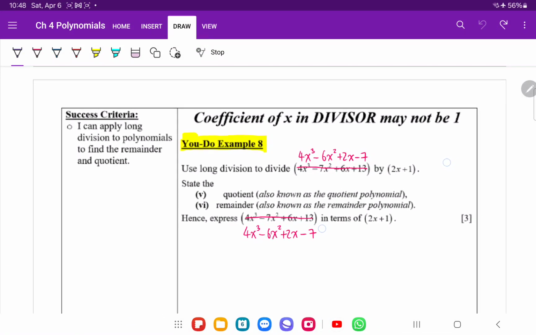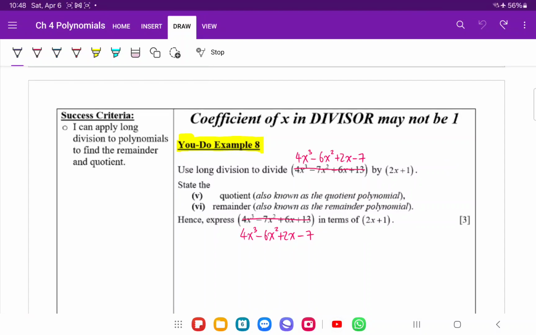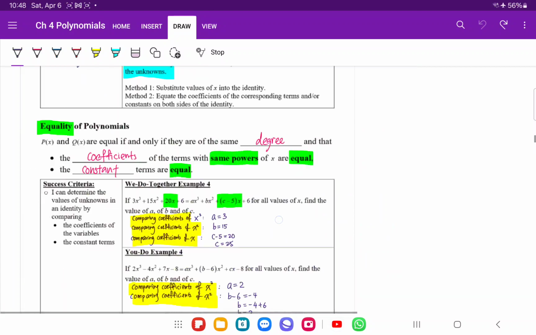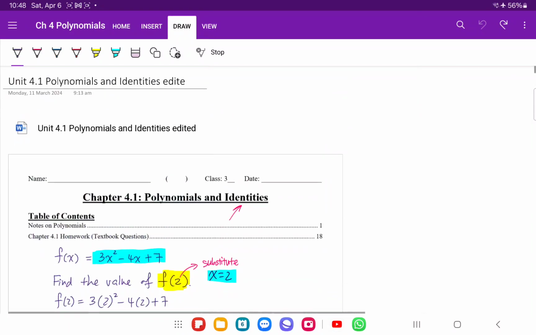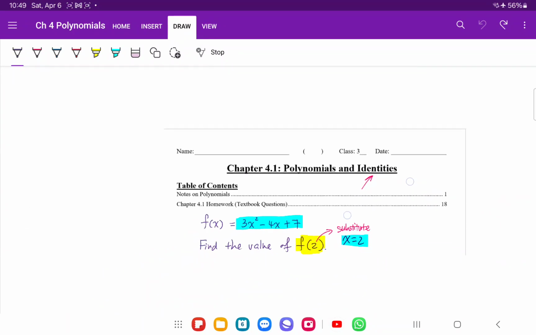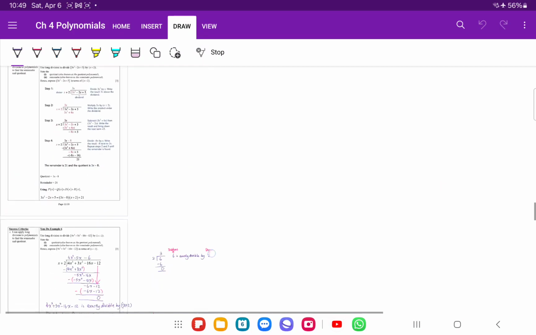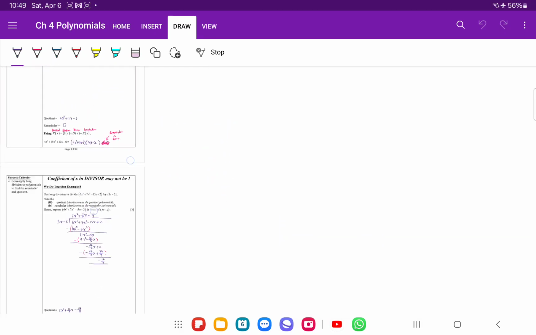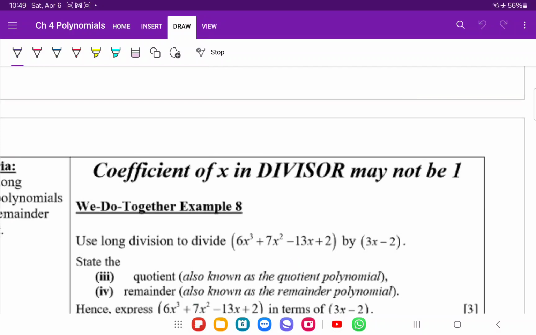Alright, this is the video lesson for 3rd of April. I am using notes 4.1 on polynomials and identities, and I would like to refer you to page 14. On page 14, I've actually attached a new copy for you with an edit to this question. It is a different expression, so refer to the one that is printed for you.